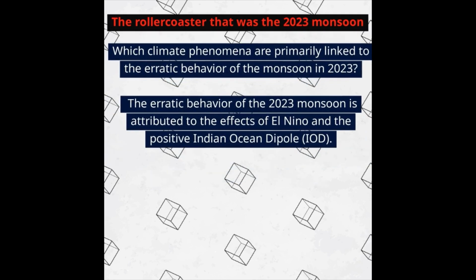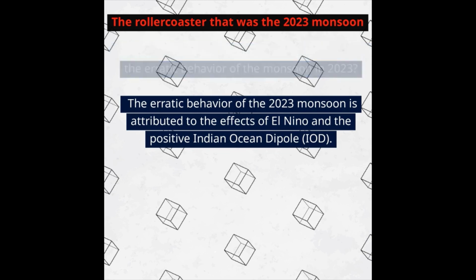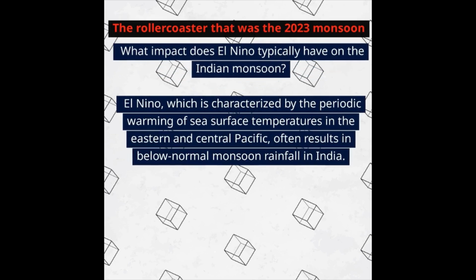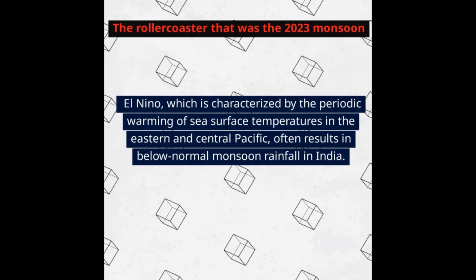Which climate phenomena are primarily linked to the erratic behavior of the monsoon in 2023? The erratic behavior of the 2023 monsoon is attributed to the effects of El Niño and the positive Indian Ocean Dipole, IOD. What impact does El Niño typically have on the Indian monsoon? El Niño, which is characterized by the periodic warming of sea surface temperatures in the eastern and central Pacific, often results in below normal monsoon rainfall in India.